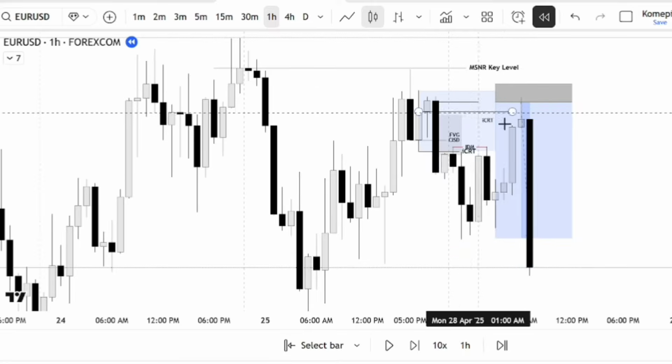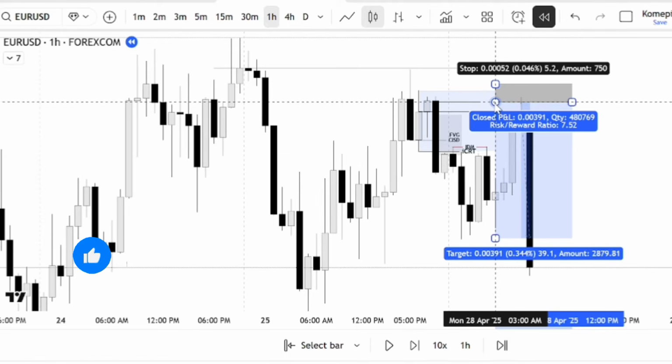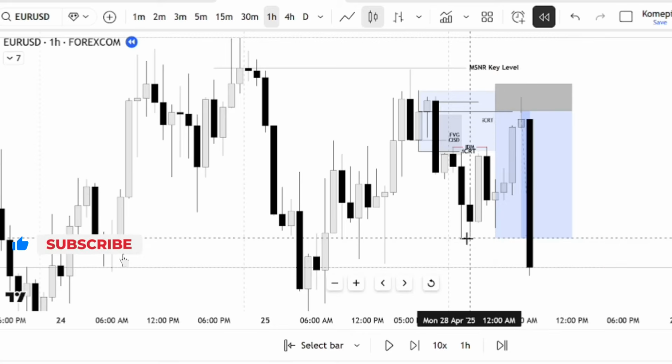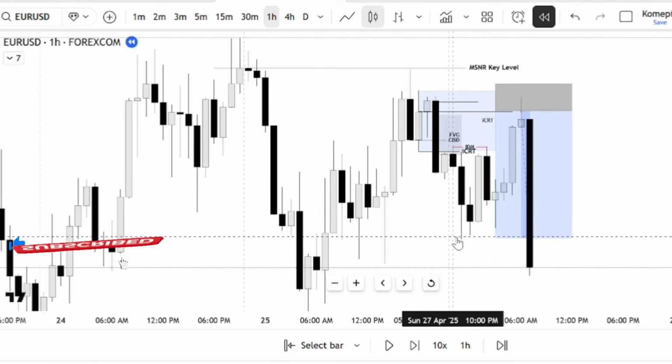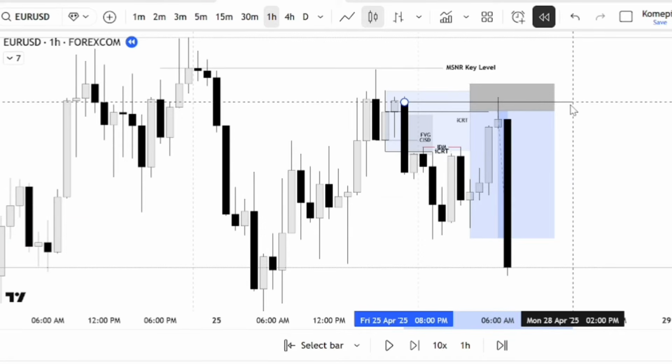So if you enter the trade from there, that's about 1-7 risk to reward ratio, and if you had entered from here, that's about 1-5 risk to reward ratio. So you see, it's also a win-win situation. Now there are times that price may not get here. Okay, now how do you know if price will not get here?